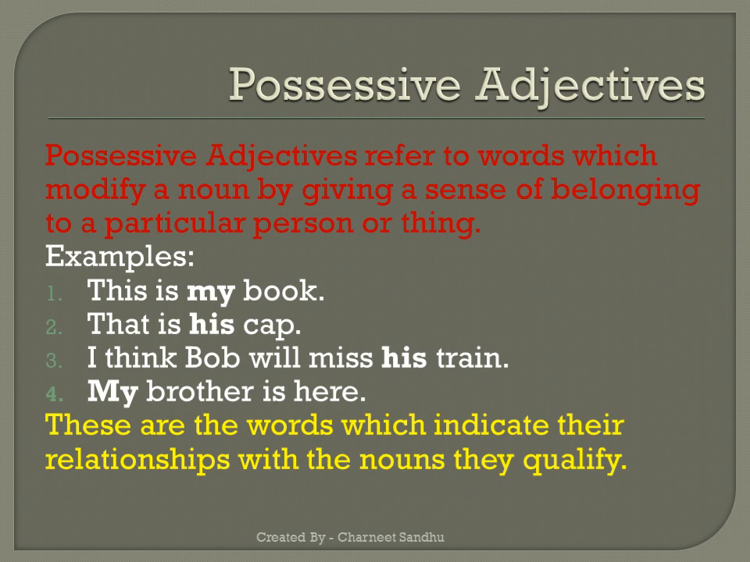Similarly, in the second example, his tells you who owns the cap. Now, in the third example, although the possessive adjective his is used in this sentence, it does not necessarily mean that Bob owns the train. The phrase his train just refers that Bob will take the train and travel on it. And the last example, my brother is here. Obviously, one cannot own a specific person. So in this example, the possessive adjective my indicates a close personal relationship with the noun brother.